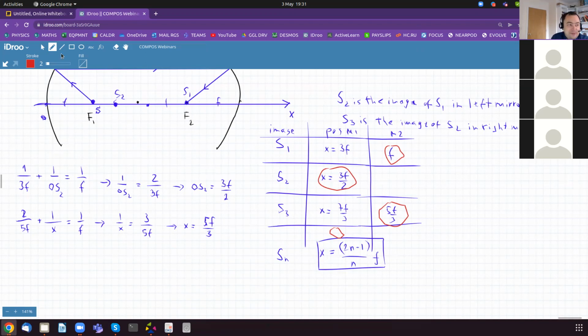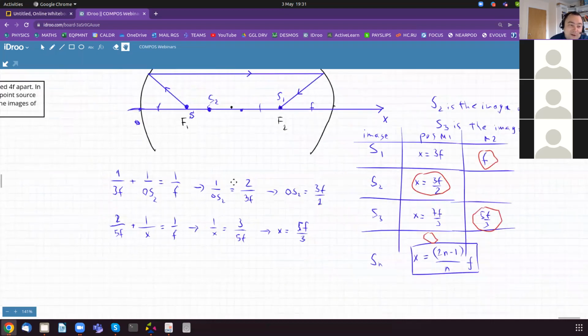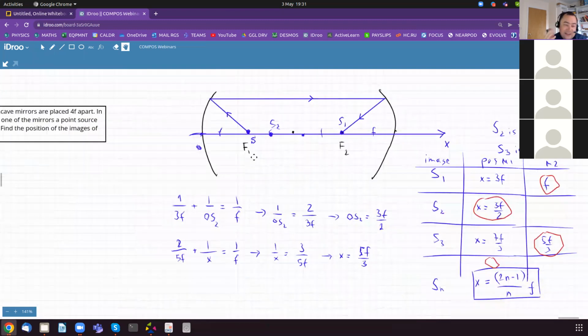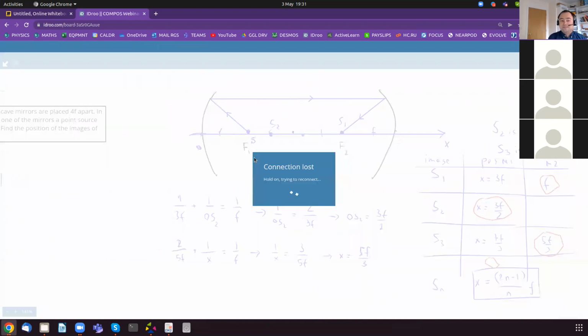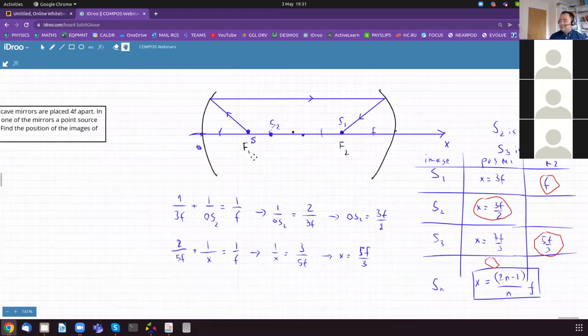So I would like you to prove that if you can. But this is quite an interesting thing. The interesting concept is you have an image of an image of an image of an image, which is the same thing that happens when you're standing between two plane mirrors. You have infinite versions of yourself. All right, that is it for today. Any questions or anything you'd like to ask?